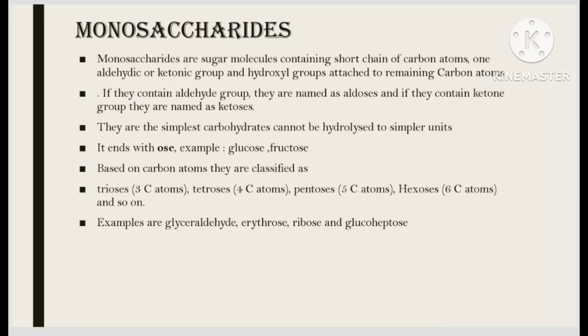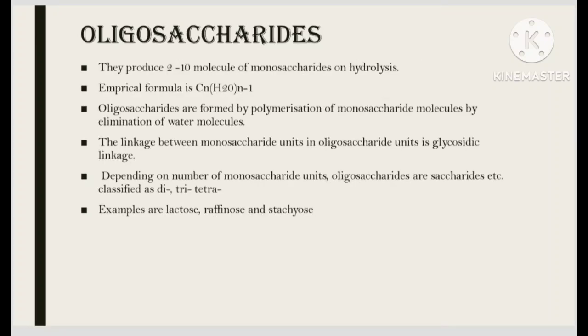Trioses have 3 C atoms, tetroses 4 C atoms, pentoses 5 C atoms, hexoses 6 C atoms, and so on. Examples are glyceraldehyde, erythrose, ribose and glucoheptose. Oligosaccharides produce 2 to 10 molecules of monosaccharides on hydrolysis. The empirical formula is CnH2nOn. Oligosaccharides are formed by polymerization of monosaccharide molecules by elimination of water molecules.